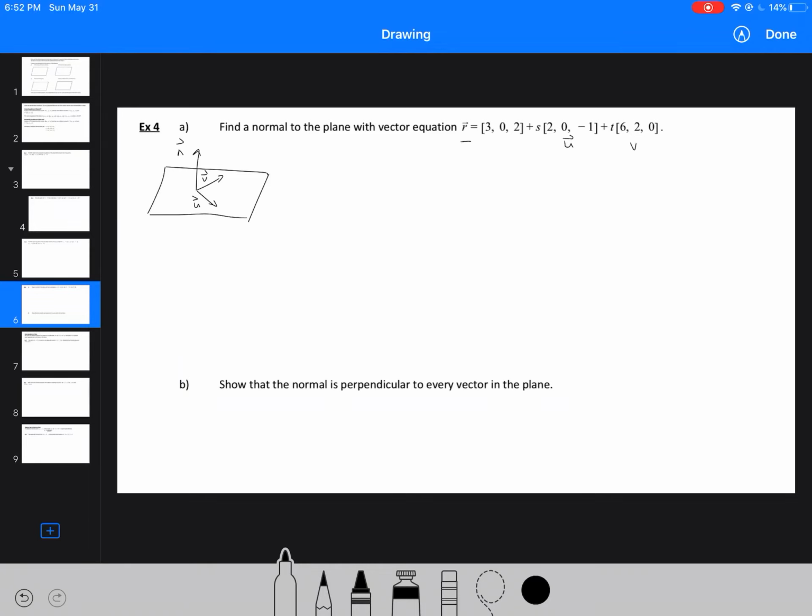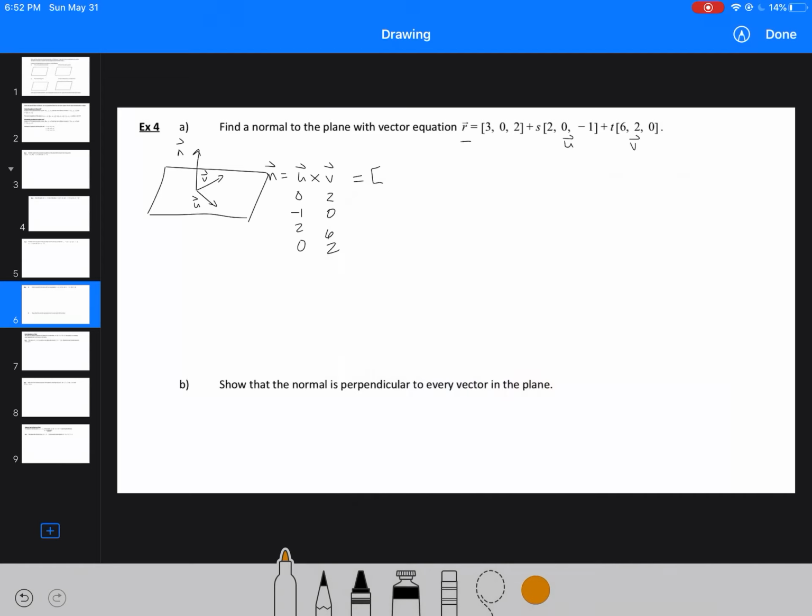So we can set that up here. We'll call our first one u and our second one v. So u cross v is going to give us the normal. I'm going to use the same approach that we did when we learned the mechanics of the cross product, starting with the second component and writing them underneath the vectors: 2, 0, 6, 2. And then I'm going to find the cross product.